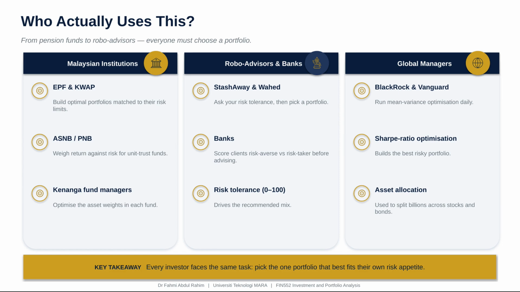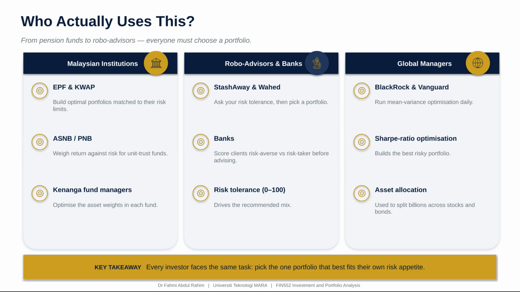In the middle column, the modern robo-advisors and banks. Apps like Stashaway and Wahid begin by asking you a few questions about your risk tolerance and then pick a suitable portfolio for you automatically. Banks score their clients as risk-averse or risk-taking before advising them, and that risk tolerance, often expressed as a number from 0 to 100, directly drives the recommended mix, which is exactly the idea we will formalize in this chapter.